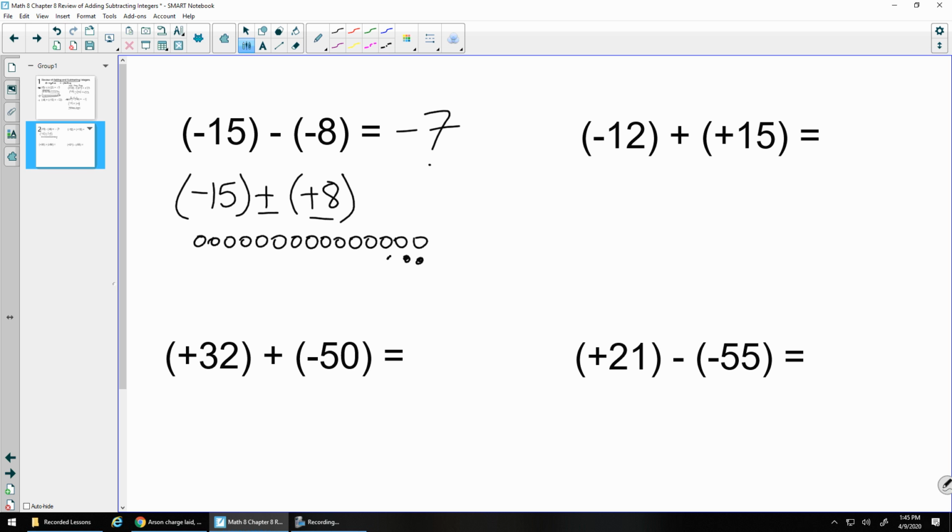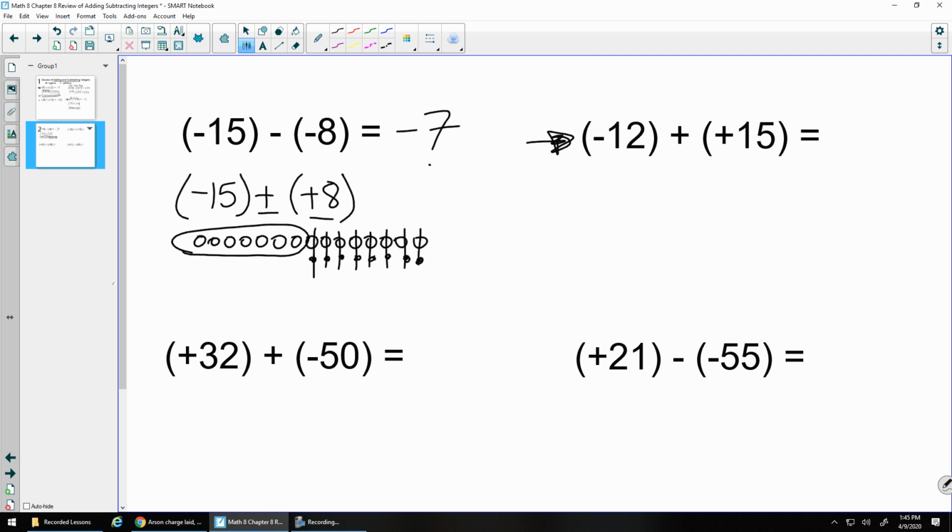1, 2, 3, 4, 5, 6, 7, 8. Adding positive and negatives makes 0 pairs that cancel out. I'm really doing the same thing that I did before, and I'm left with my answer of 7 negatives. So either way gets you the same answer.